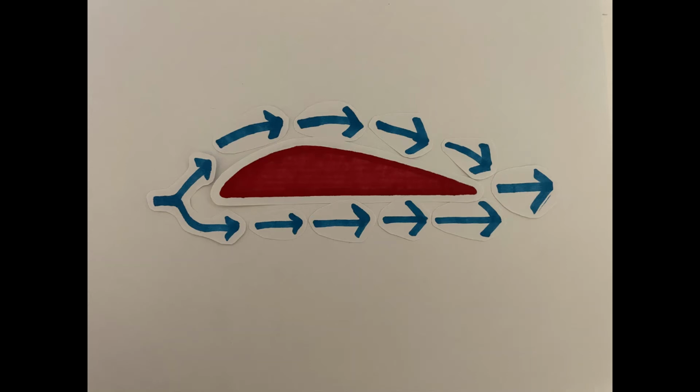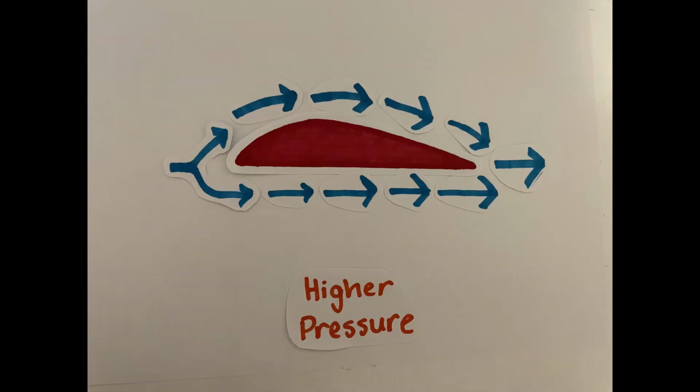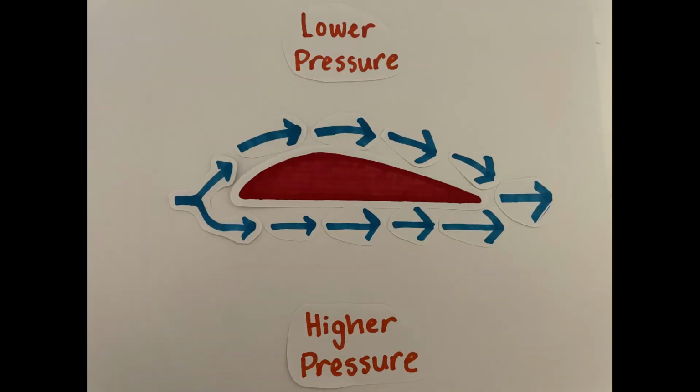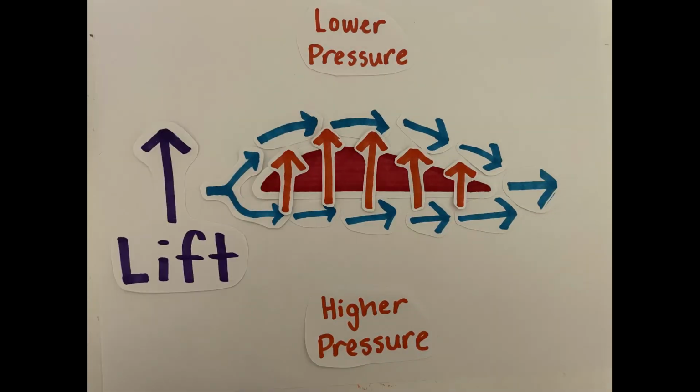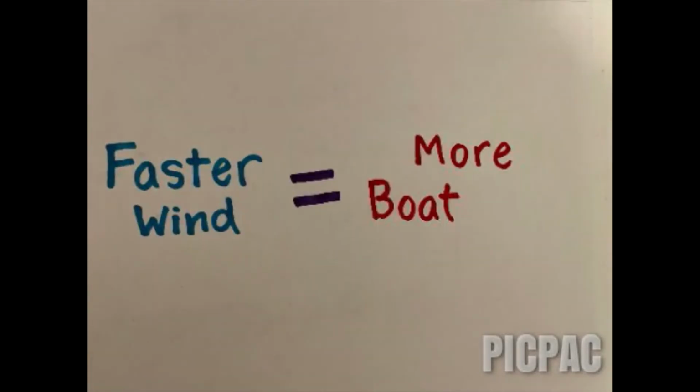Because all things tend toward equilibrium, the area of high pressure will try to move towards the area of low pressure. The air on the close side of the sail will push towards the far side, creating lift in that direction. The faster the wind is, the more lift it can generate, and the faster the sailboat can move.